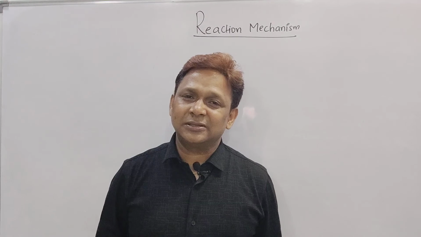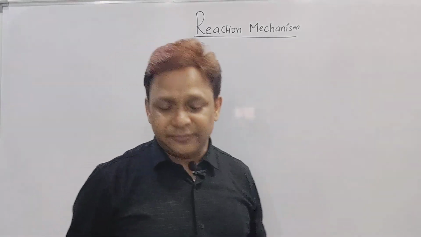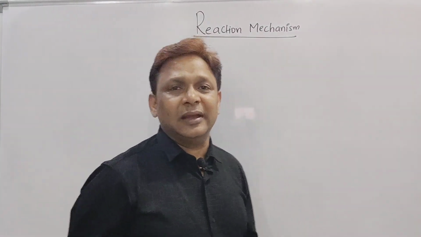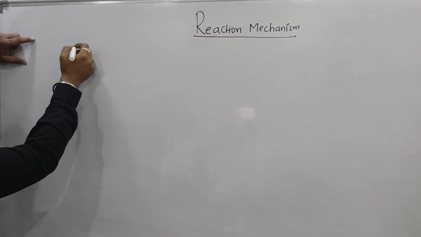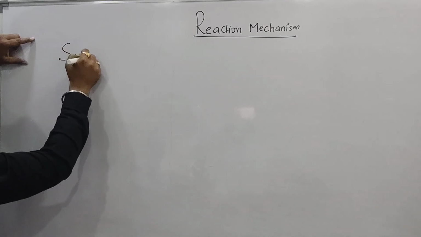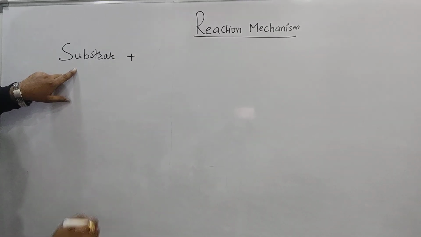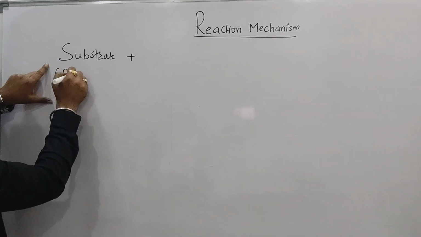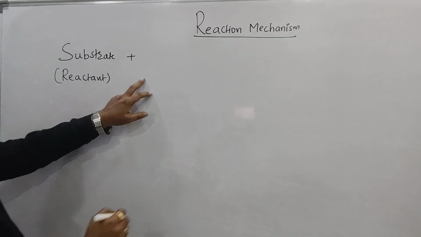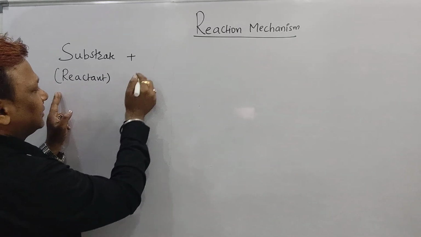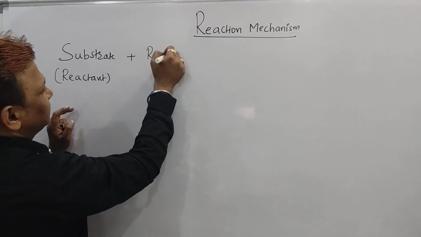So first of all, to understand this, we should know about the mechanism of the reaction. But to understand this reaction mechanism, the first important part is how to write the reaction. For writing the reaction, I am writing the reactions here. One will be called a substrate. This substrate is nothing but a reactant. If one of the compounds is considered the reactant, the other compound will be considered an attacking reagent. Substrate plus reagent.